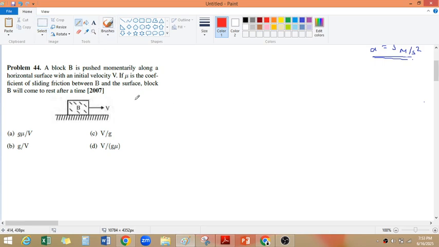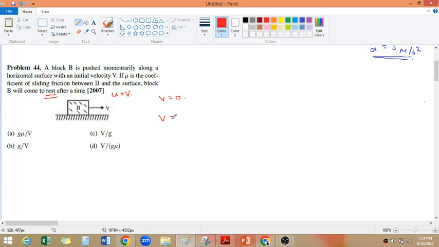A block B is pushed momentarily along a horizontal surface with an initial velocity v. If mu is the coefficient of sliding friction between B and the surface, block B will come to rest after a time. So that means come to rest means final velocity is 0. Initial velocity u is given as v, after a time.